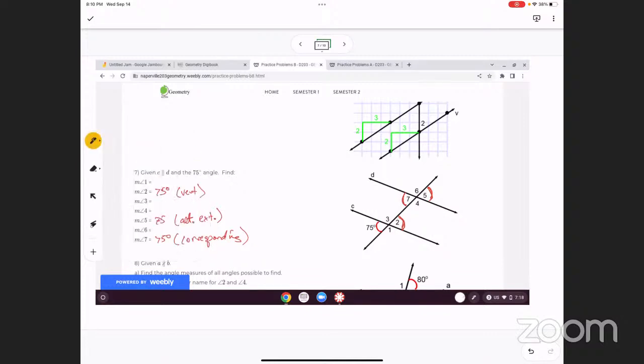And the other angles all have to be what? Add up to 180. So yeah, they all have to be supplementary. So all of those ones are going to be what's supplementary to 75? 105. Yeah. So all of those angles are going to be 105 degrees. Okay. Does that make sense? Yeah.